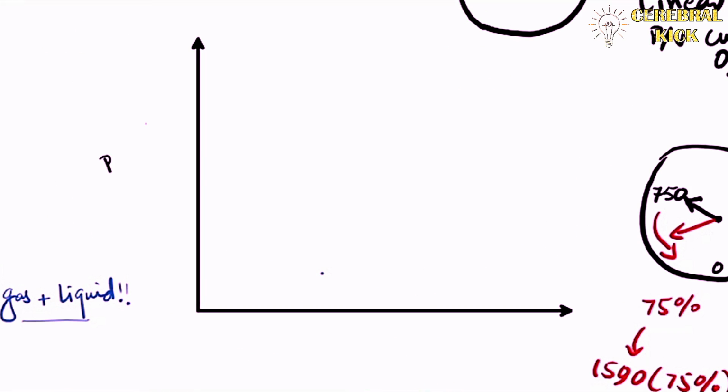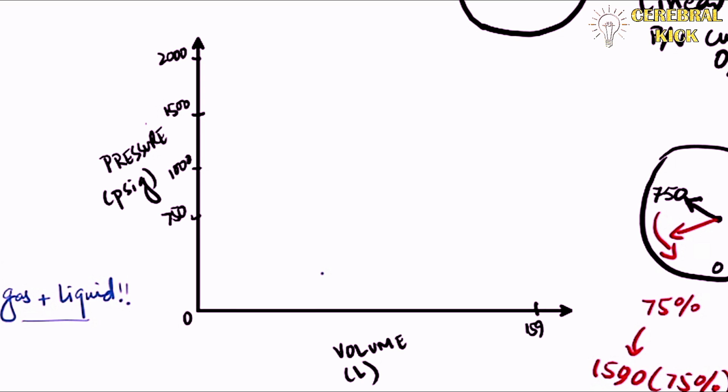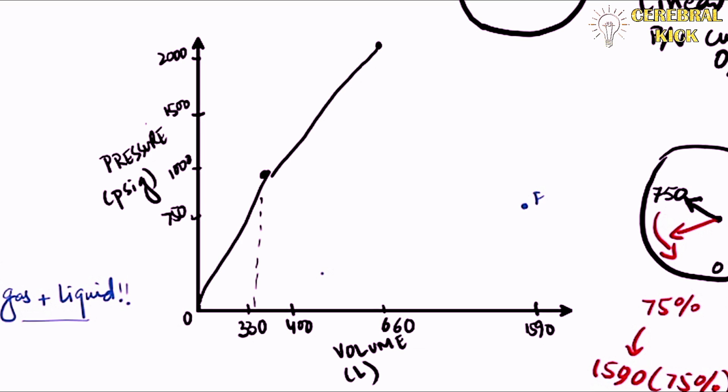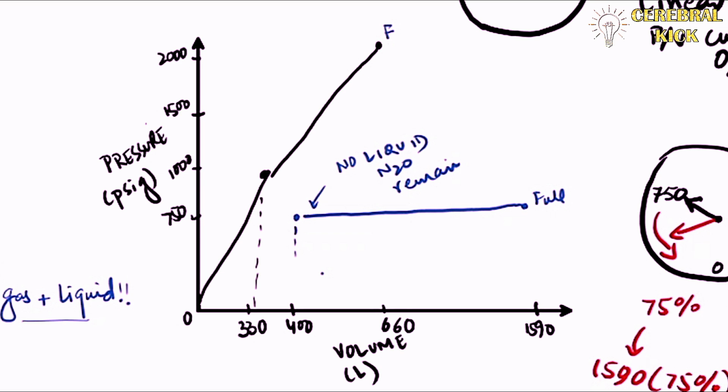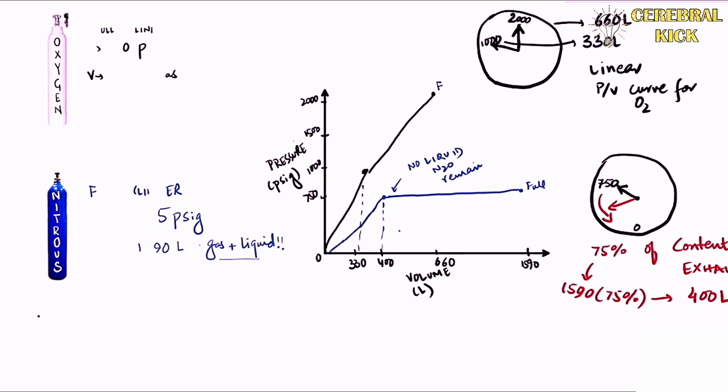Again, for a better understanding of the pressure volume relation between oxygen and nitrous oxide cylinders, if we draw a pressure volume curve, then oxygen at 2000 PSIG would be carrying 660 liters. And as the cylinder gets consumed, at 1000 PSIG it would be 330 liters. So it's a more linear relation. But for the blue colored nitrous oxide curve, it would stay at 750 until only 400 liters of nitrous oxide is left. This is the point where all the liquid has evaporated. Beyond this point, it would again carry a similar linear relation as oxygen, because there will be only gas left in the nitrous oxide tank.